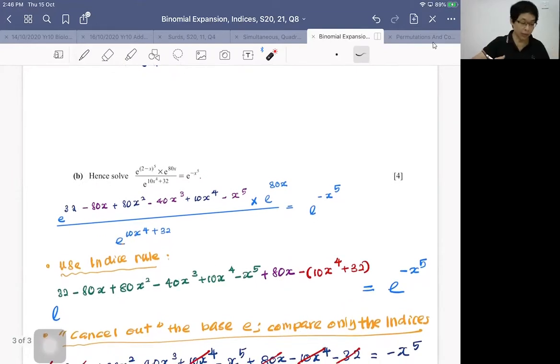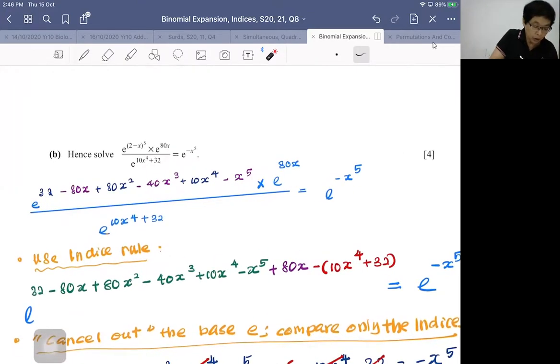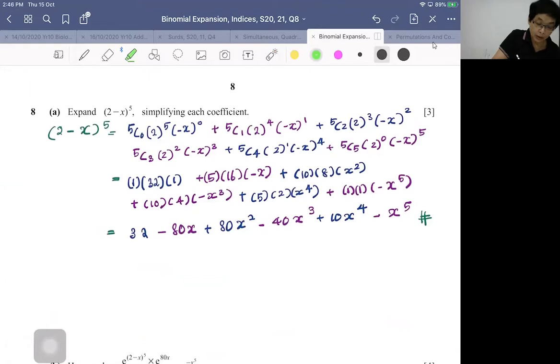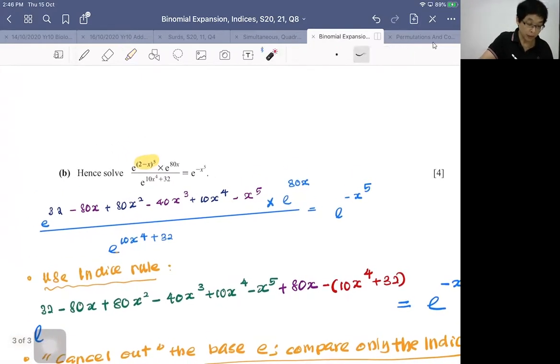Now, with the word hence, as mentioned before, you're going to use the solution from part A. Let's look at that. Hence, solve e to the power of 2 minus x to the power of 5. Doesn't that look familiar? That is the exact term that is given here, only the power differs. So then multiply by e to the power of 80x and divide by e to the power of 10x, and so on.